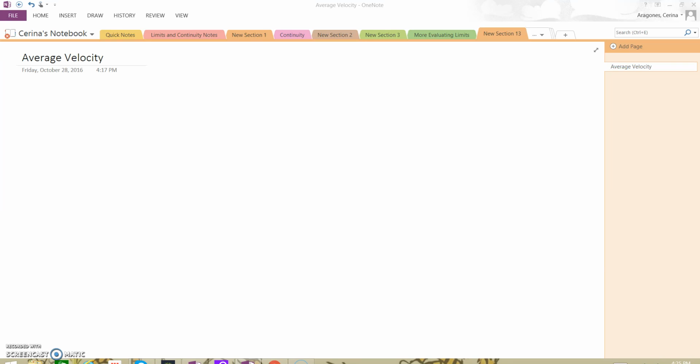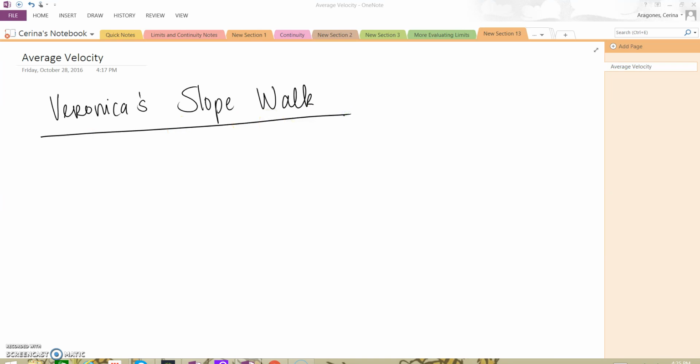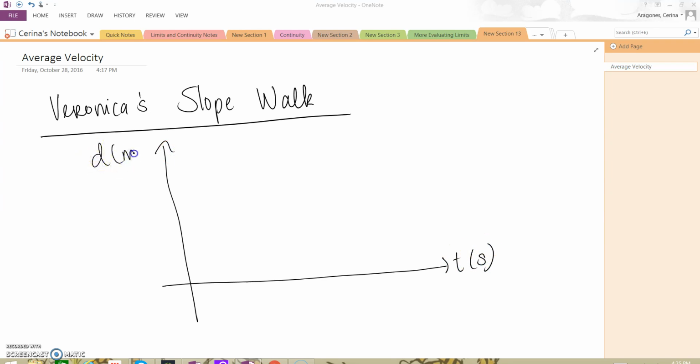And there was the problem with Veronica. So Veronica did a slope walk in front of the motion detector, and she ended up with this graph. So it looked something like this. So here was her time in seconds, and here was her distance in meters. And then she started out over here.